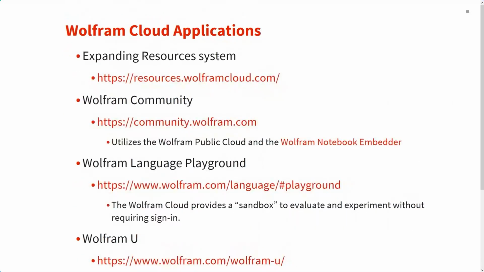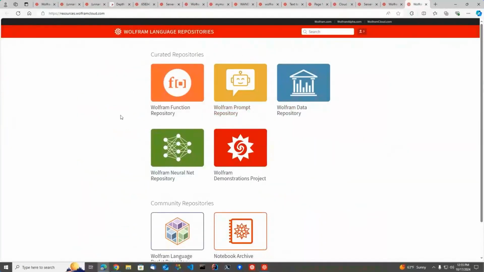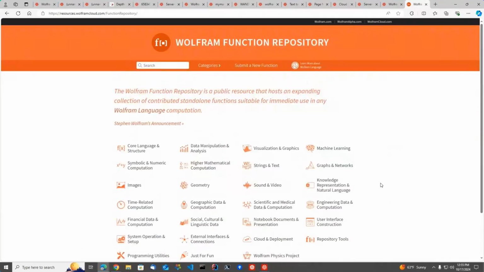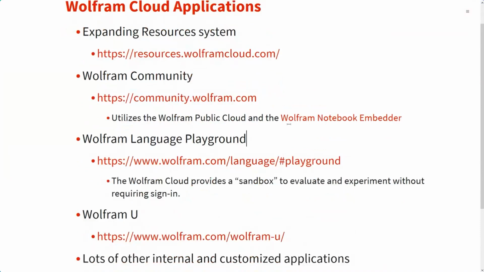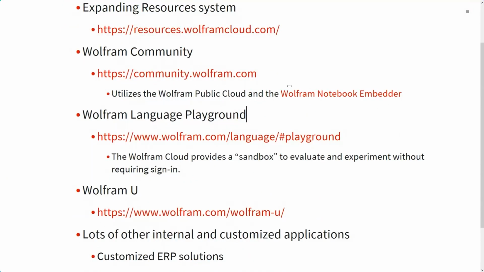The resource system that Stephen talked about in his keynote yesterday is entirely built and served out of the cloud. So, for example, the function repository pages you see here are actually cloud objects, and there's a set of API functions that back it that handle different options in terms of submissions, form functions, etc. Community, as I showed, again uses the notebook embedder for showing and sharing notebooks. And there's also the Wolfram Language Playground, which also uses the notebook embedder to provide a sandbox to evaluate and experiment without requiring sign-in.